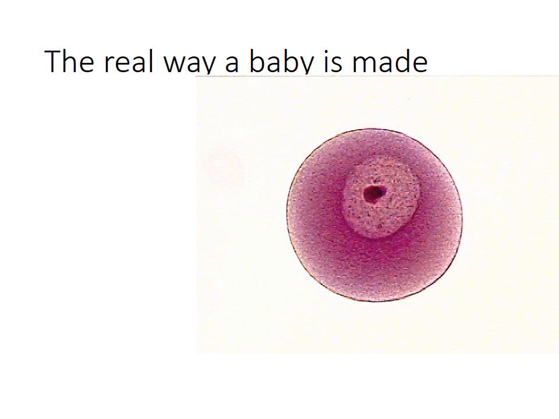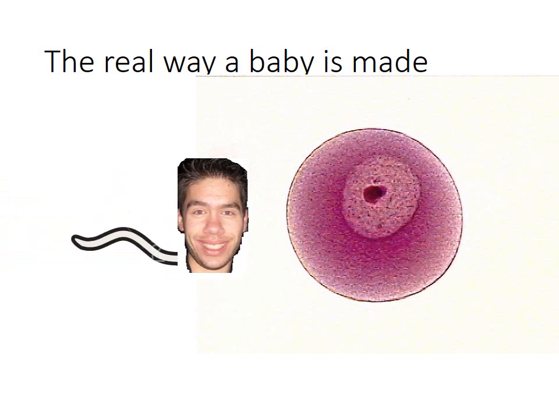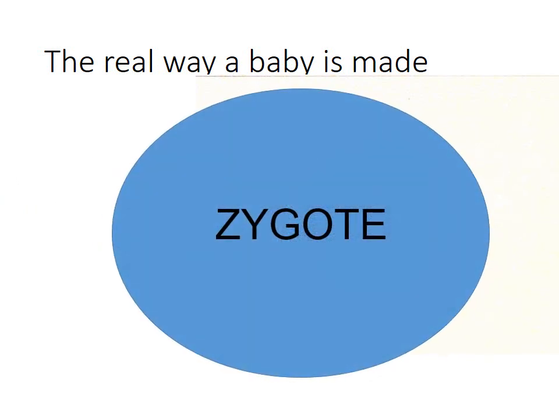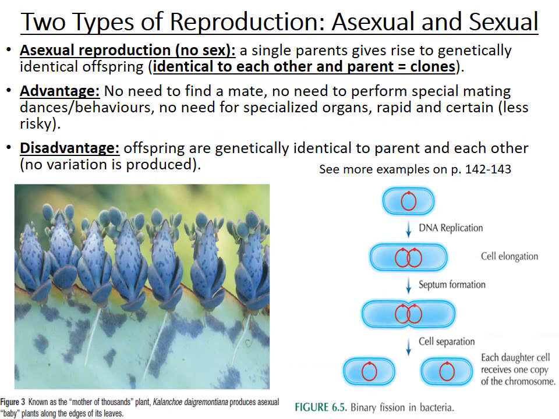So here we have the fertilization event. This is a bit disturbing, I apologize. This is how it was made. Sperm, fertilized egg, zygote, and then mitosis happens, and you get an adult.